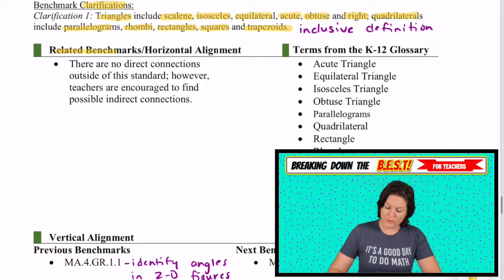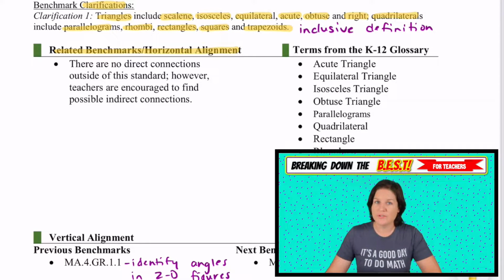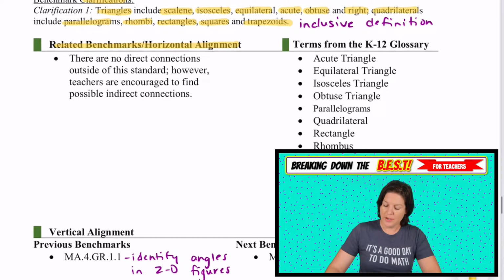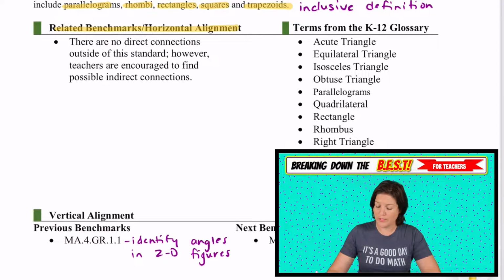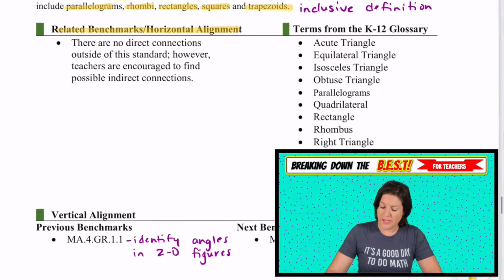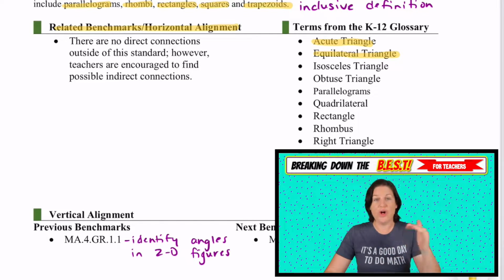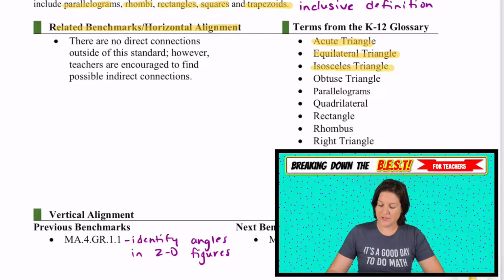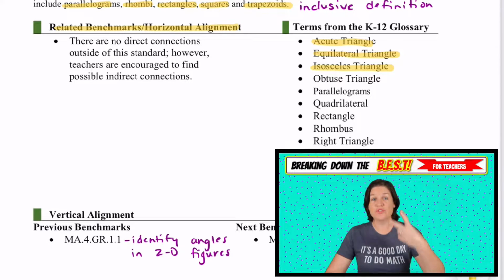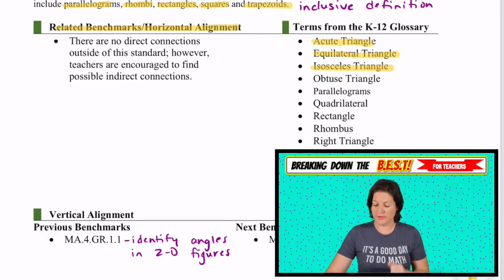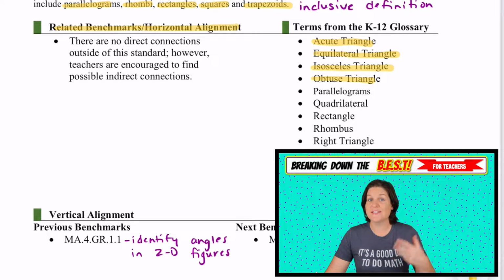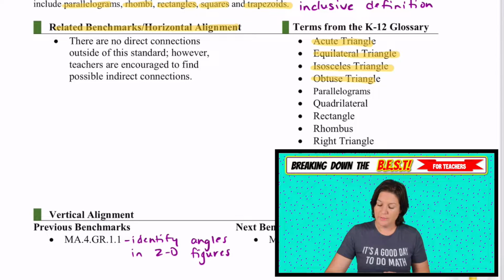There are no related benchmarks or horizontal ways to align this standard, but there are a whole lot of terms that we need to make sure that our students know. An acute triangle has all acute angles. An equilateral triangle has three equal sides, and all of this is broken down in the video lessons. I'll show you in a little bit. Isosceles triangles are triangles with two sides that are of equal length. An obtuse triangle contains an obtuse angle.